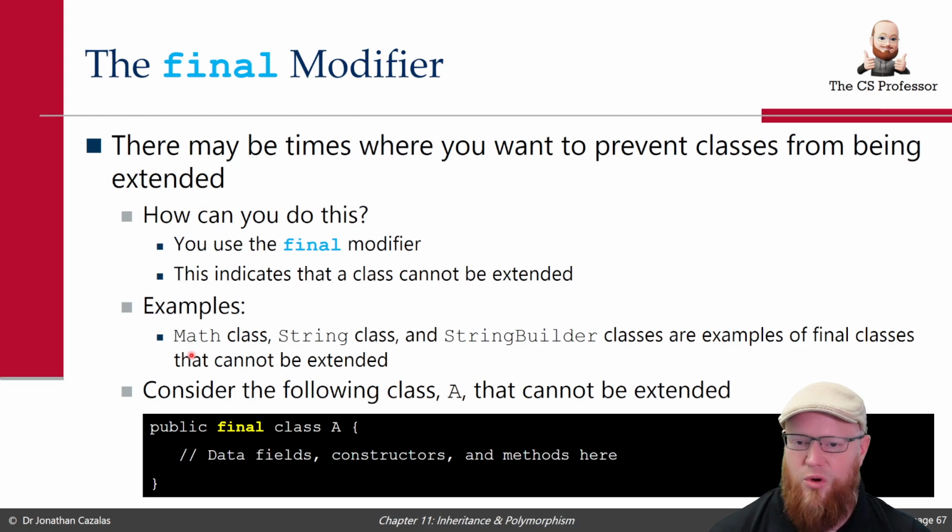One more tiny thing, we're great on time, the final modifier. There are many times where you may want to not even allow your class to be extended, which is pretty gangster to say, you know what, here's a class, you can't even extend me. If you want to do that, you can type the word final after the word public and before the class. This means this class cannot even be extended. You cannot inherit from that class. In fact, the Math class, the String class, the StringBuilder class, all of those classes cannot be extended, and they have this final modifier.